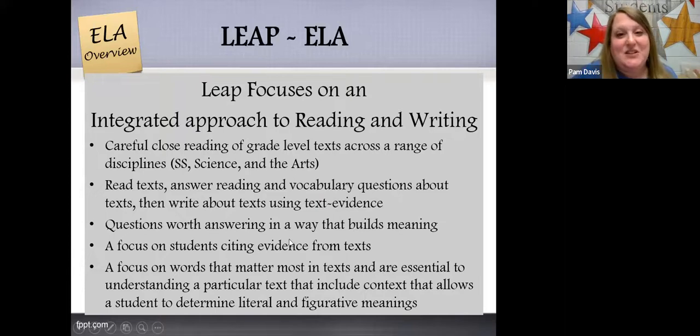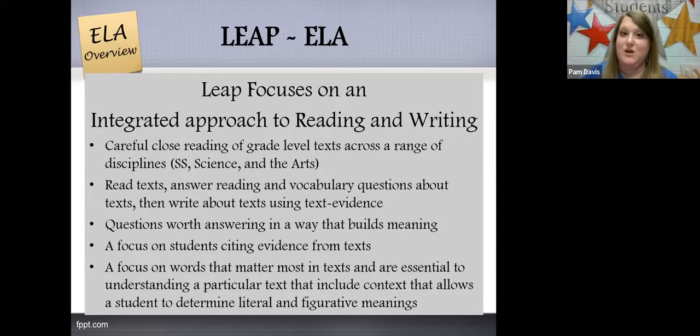Okay. So for our ELA portion of our LEAP, the LEAP focuses on an integrated approach to reading and writing. It's focusing on careful reading, close reading of grade level text across a range of disciplines, which is our cross-curricular, social studies, science, and the arts. Reading text and answering questions and vocabulary questions about the text, and then writing about the text using text evidence.